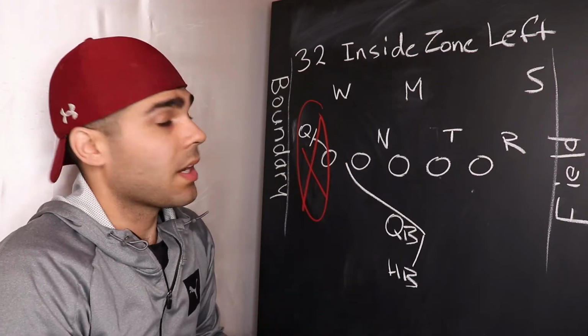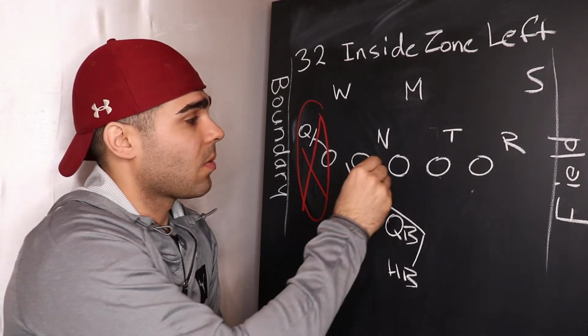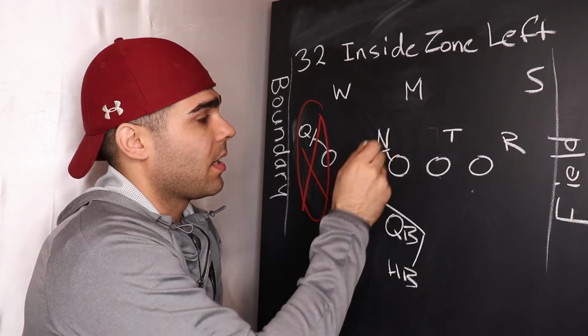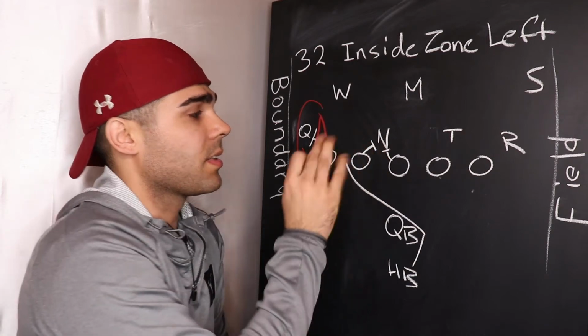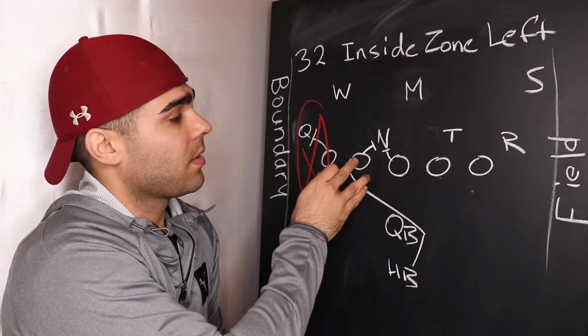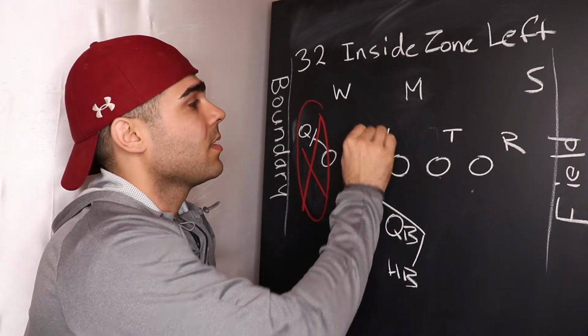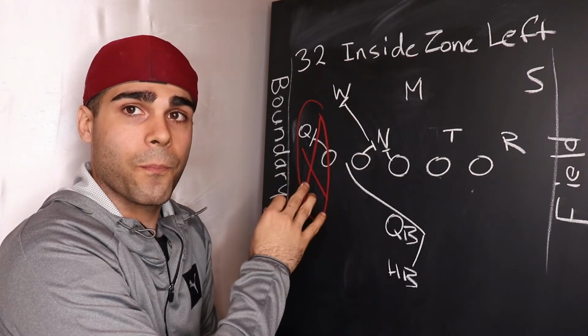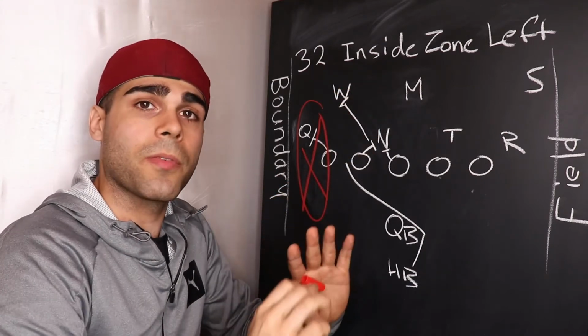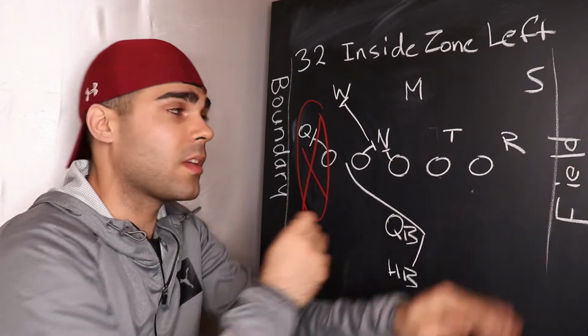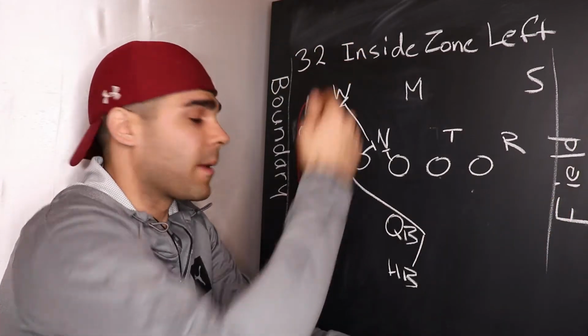All right, next up, the nose is most likely going to fire through that A gap, and then we have a double team block. So our center and our left guard are going to double team that nose, and then our guard is going to continue on to take that Will. Okay, so they're shoving off, knock them back, and continue to the next man.